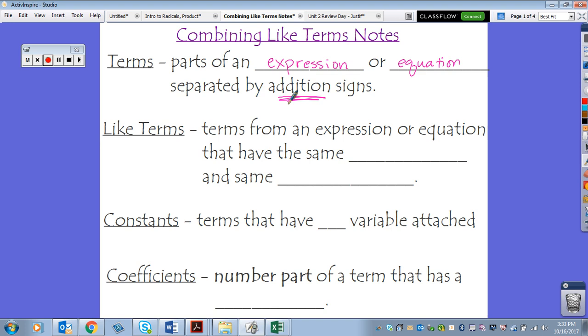when we see subtraction, we're going to have to make sure that we do keep, change, in order to make all of the signs addition signs. So we need to utilize KCC on subtraction.